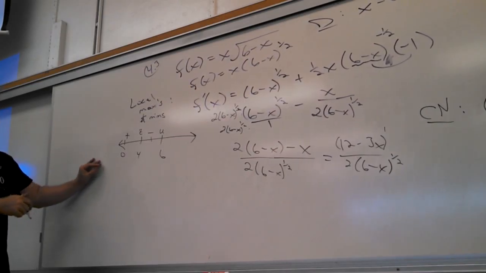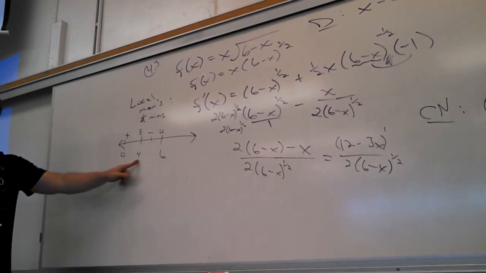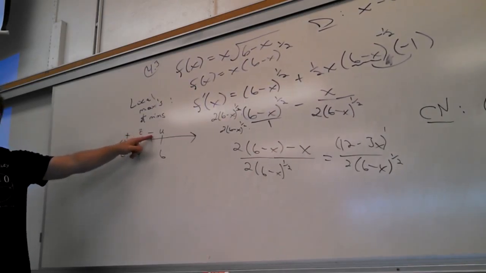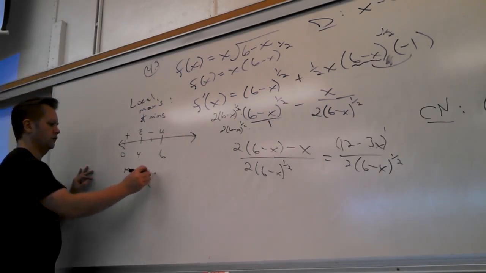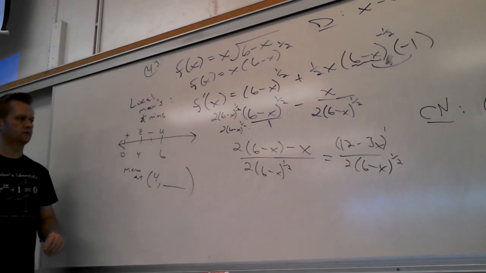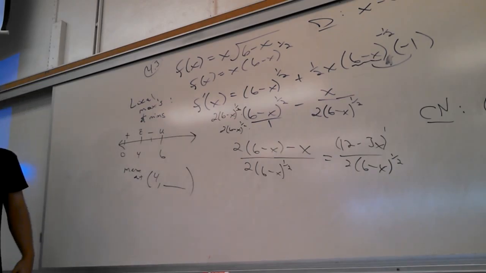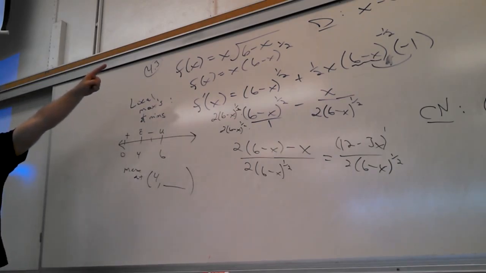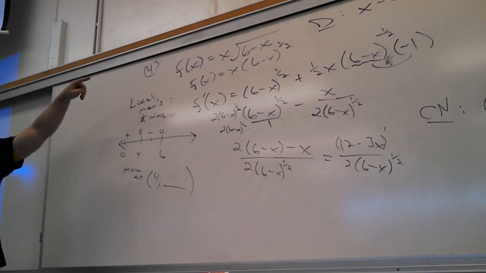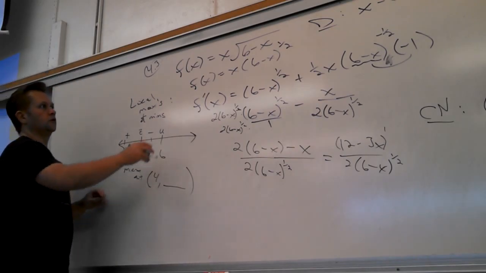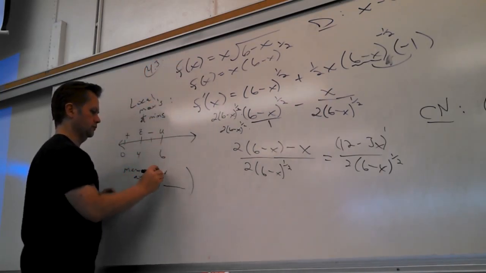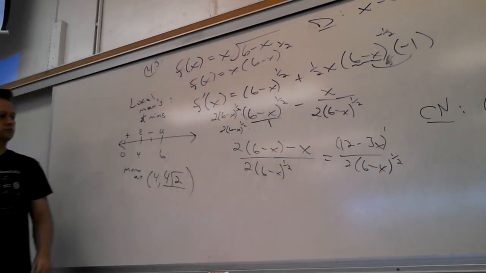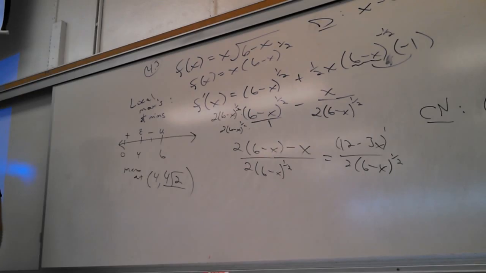So what does that mean? What's happening to 4 then? It went up to it, down from it, so it's a max. There's a max at 4 comma what? Yeah, exactly. Plug it in the original. So you plug a 4 in, so it'll be 4 times square root of 2. 4 root 2.